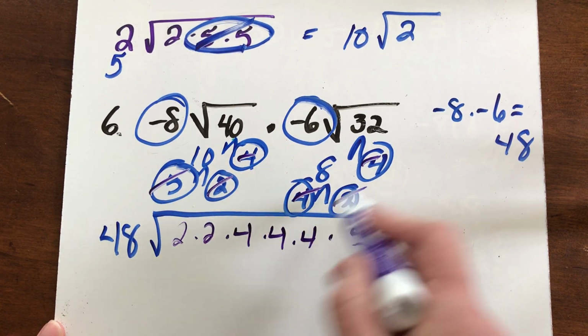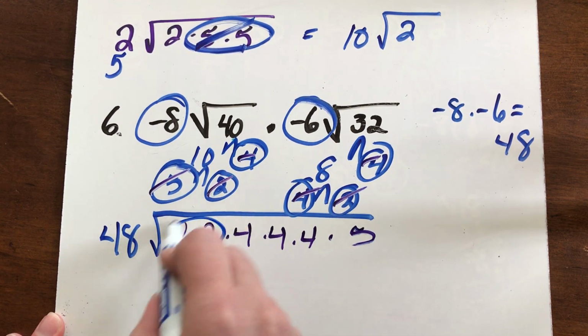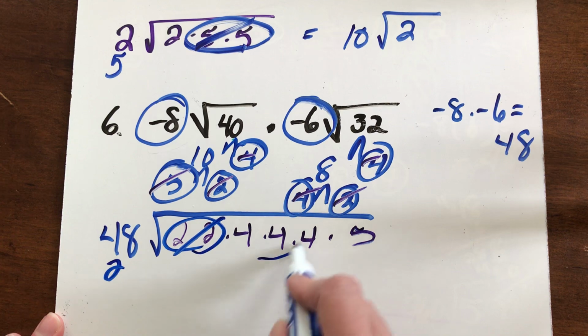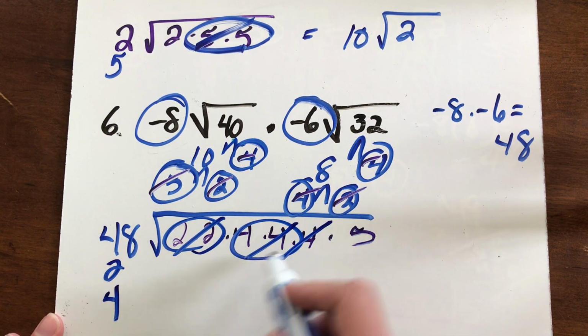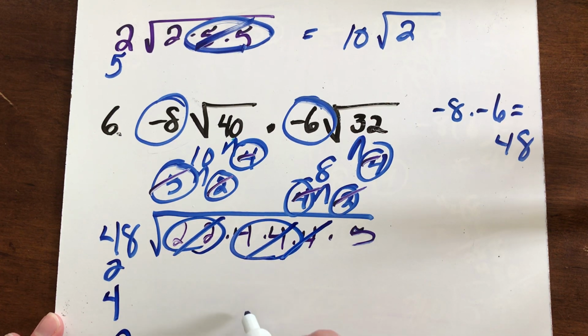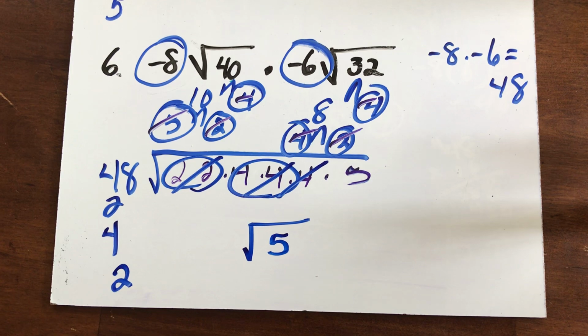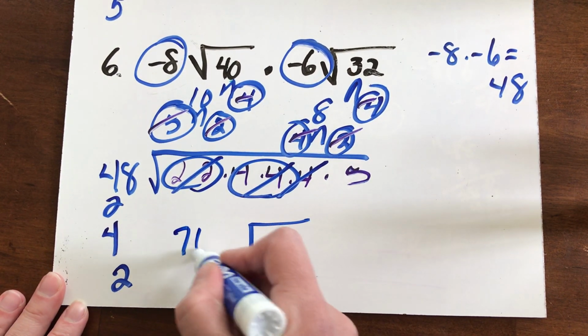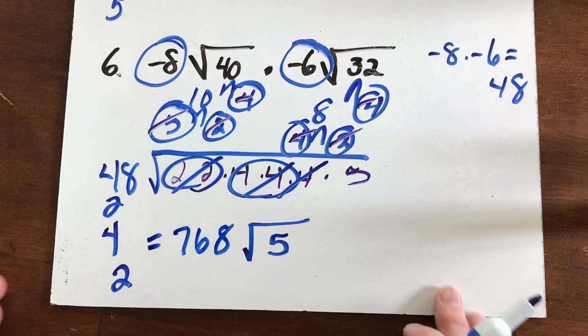Does that take care of everything? Yes. So then I have a pair of 2s, so I'll pull a 2 out. I have a pair of 4s. 4 times 4 is 16, so I can pull a 4 out. Square root of 4 is 2. Now I'm left with a lonely 5 on the inside, but I need to multiply 48 times 2 times 4, which is 8 times 2 is 16, and I get 768. So 768 times the radical of 5 would be the answer for that one.